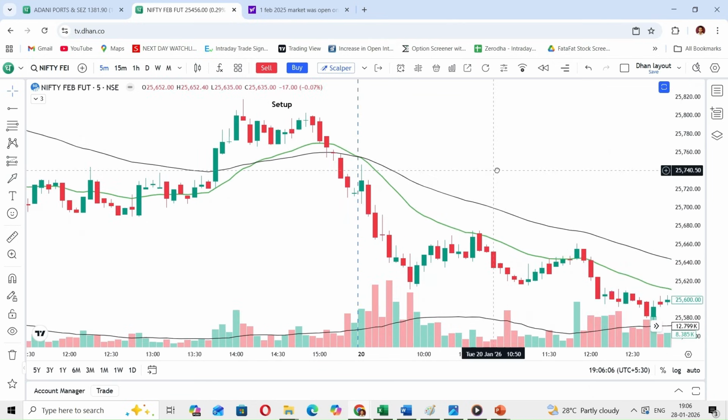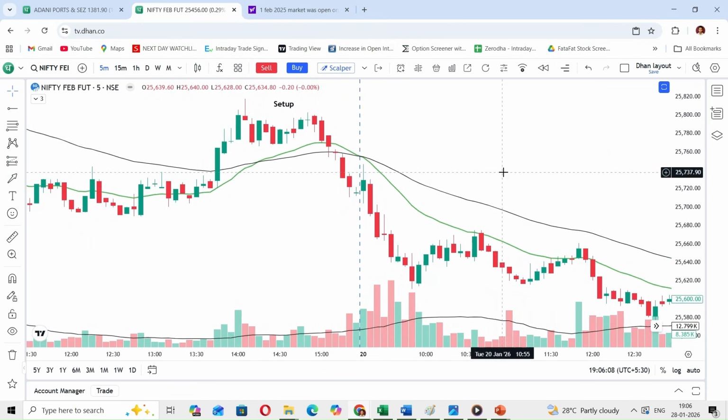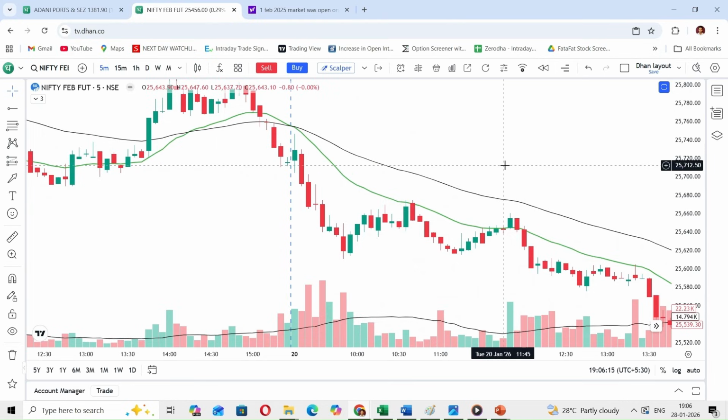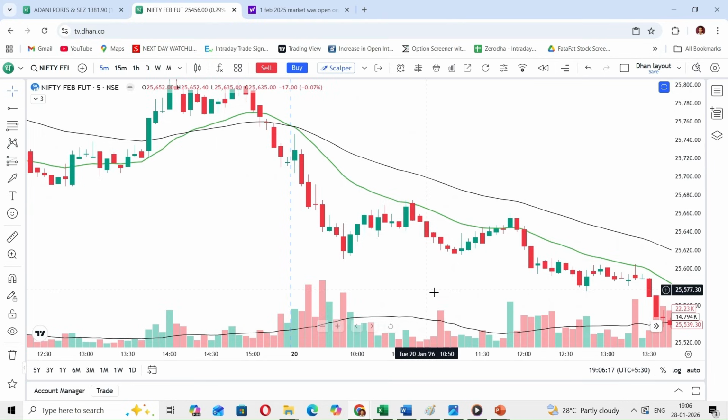I'm not showing you just where the trade has worked brilliantly, because we must know when stop loss also hits. In that case, our prime responsibility is to manage our risk. Remember this point.